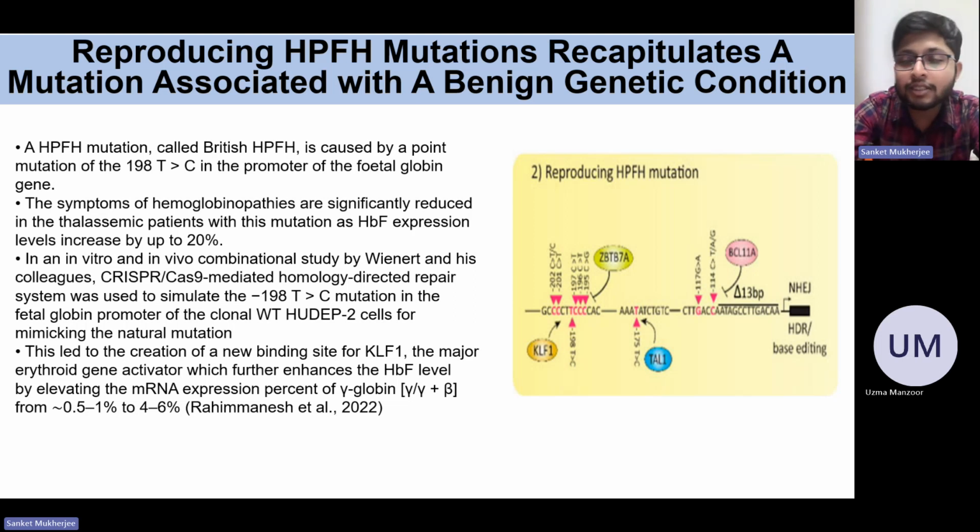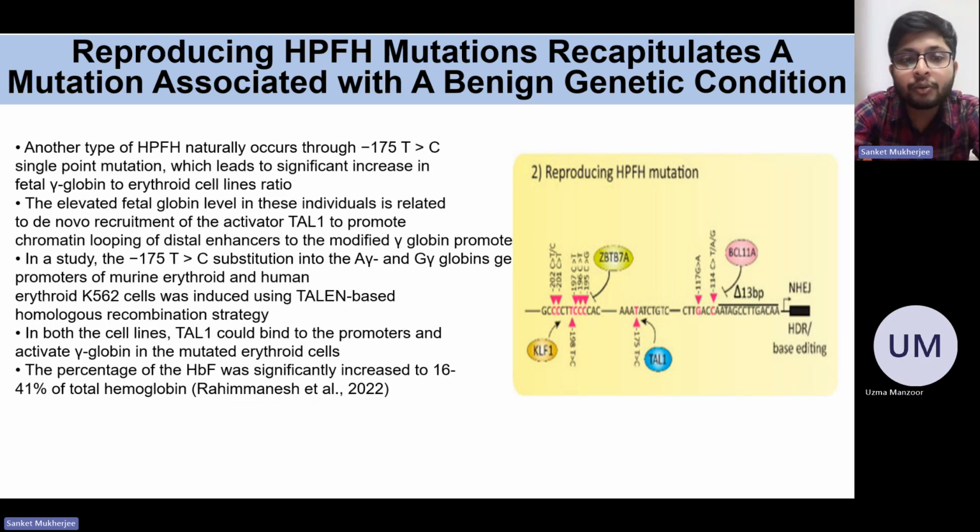So this study has recently been done in 2022. So that's how it is. Another type of mutation also naturally occurs that can also be mimicked. That is a 175T2C single point mutation, which leads to a significant increase in the fetal gamma globin to erythroid cell lines ratio. The elevated fetal globin level in these individuals is related to de novo recruitment of the activator TAL1 to promote chromatin looping of distal enhancers to the modified gamma globin.